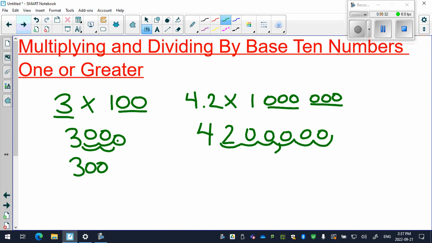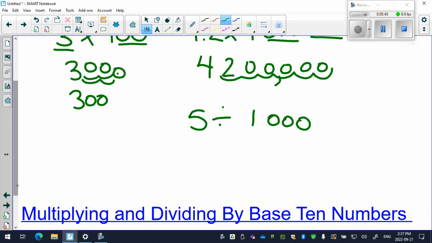What else can we do with this? We can divide. So if we had 5 divided by 1,000, this number is going to become smaller. It's going to become smaller by 3 decimal places. We know that the decimal place was actually right here, so we move it 3 spots. All right? And that's the old.